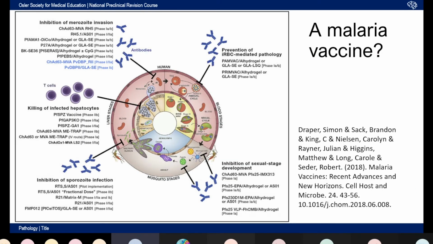So for a malaria vaccine, there's a lot of effort going into trying to develop one, but we're still not there, unfortunately. It's really complex because the parasite changes so much in each of the different stages, so choosing where to target it and how is quite complicated. This diagram shows the stages where you could target a vaccine to try and prevent infection, and also some of the current trials that are ongoing for each of these different stages. And this review by Simon Draper is quite good if you're interested in malaria vaccines.